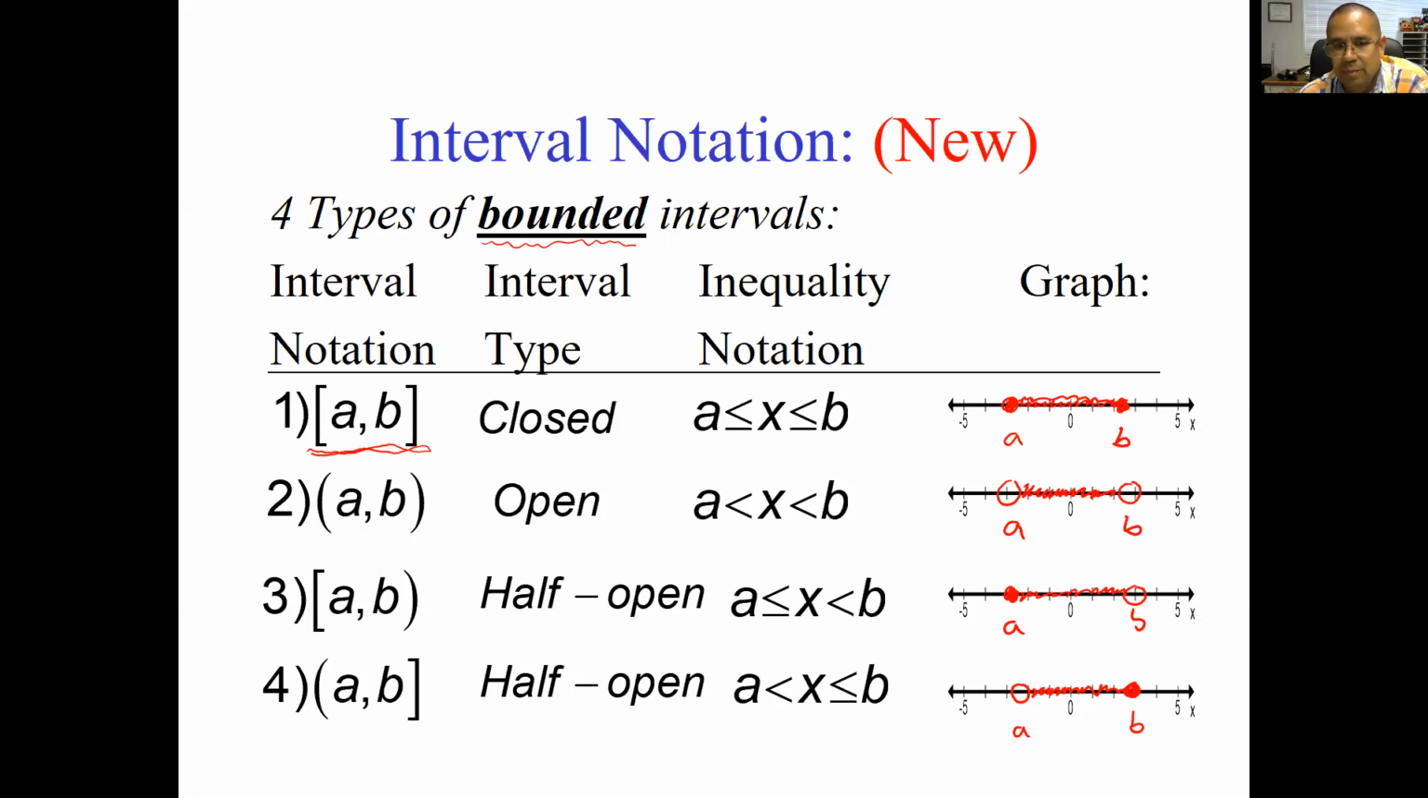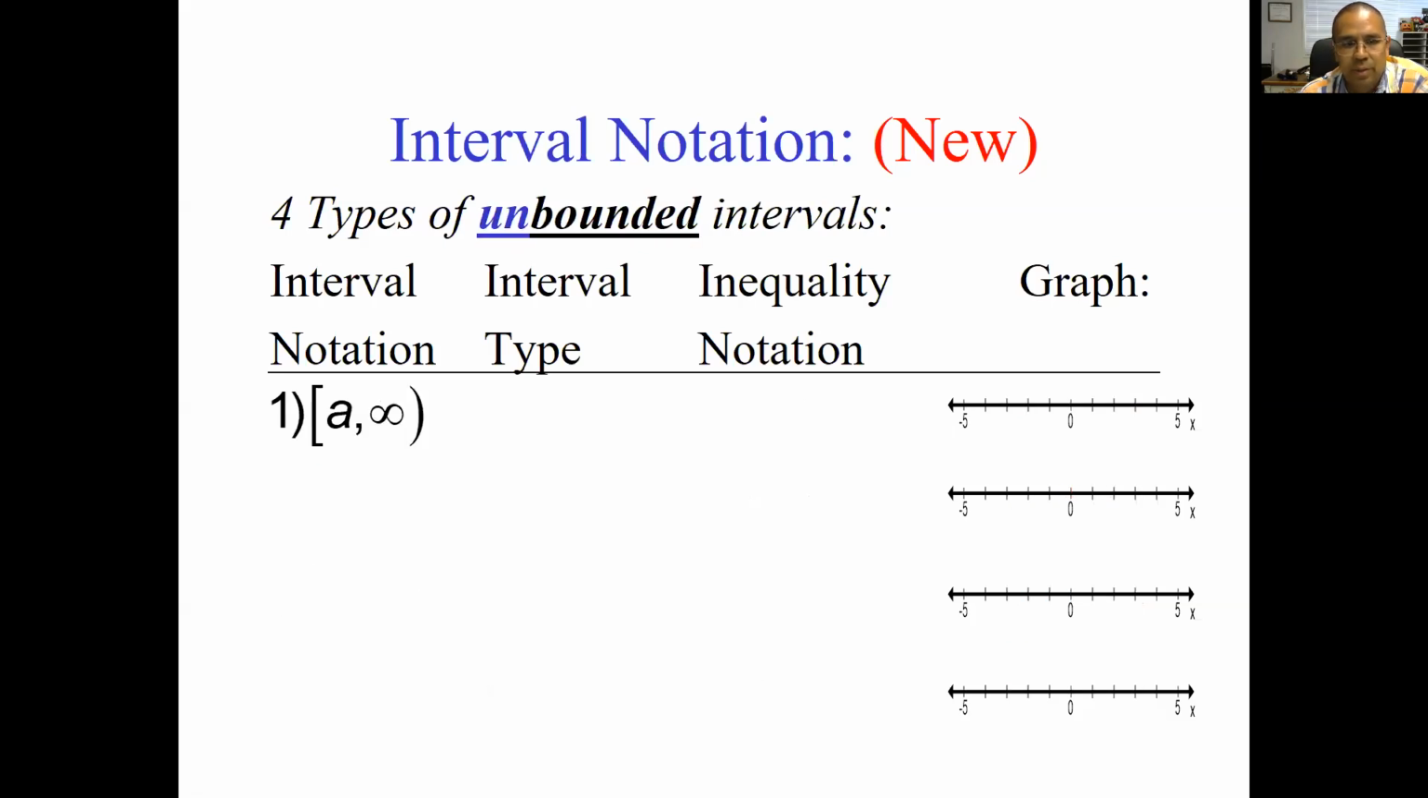All right, so now let's do unbounded. If an interval is unbounded, it has infinity. So those are one-sided inequalities. If I have a value A here, it's going to be closed and this way.